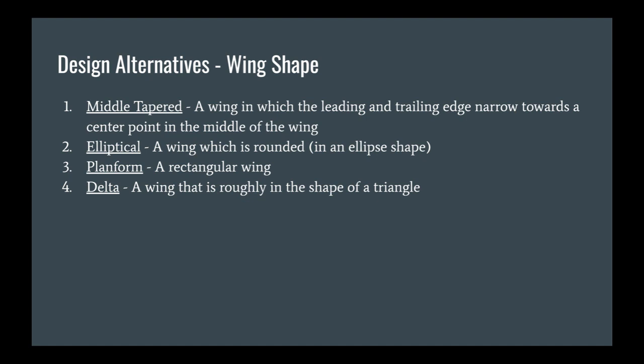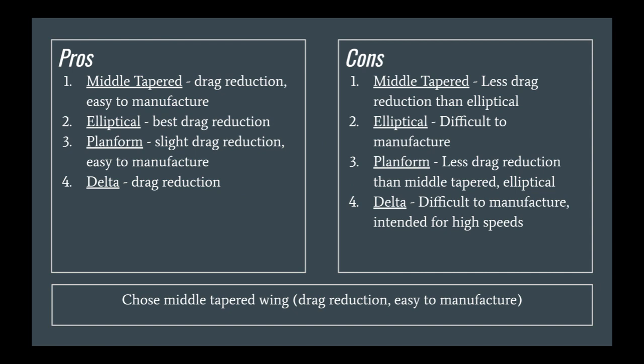One aspect of my glider that I analyzed was the wing shape. For the wing shape, I considered the four following designs. Middle tapered, which is a wing in which the leading and trailing edge narrows towards the center point in the middle of the wing. Elliptical, which is a wing that is rounded. Planform, which is a rectangular wing. And delta, which is a wing that is roughly in the shape of a triangle.